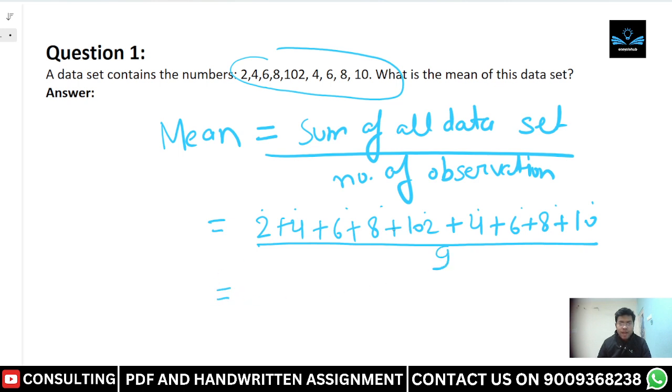Now we have to add all these values. This is 102, 18, 110, now 120 and 130, 140 and 150. So the total will be 150 upon 9. So the mean will be 150 upon 9, meaning when we divide these values, we will get the final answer of this mean.